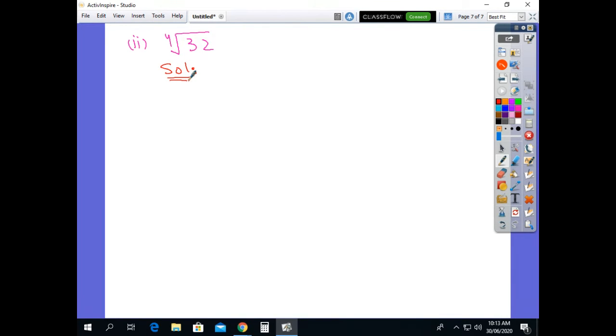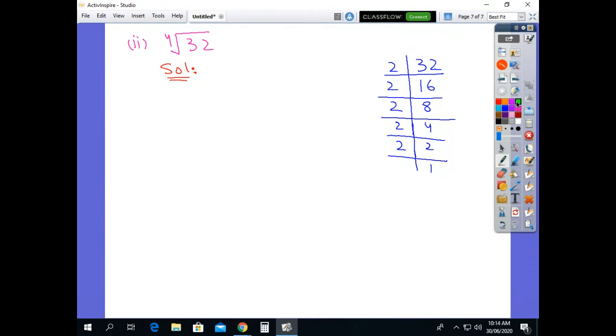First of all, we make its pair by the LCM method. 32 on the 2 table becomes 16, then 8, then 4, then 2, and at last becomes 1. We see here there are 1, 2, 3, 4, 5 twos. That is 2 raised to power 5 is equal to 32.